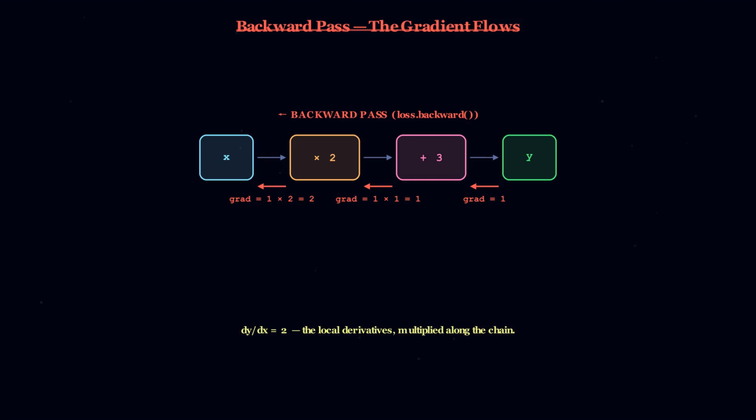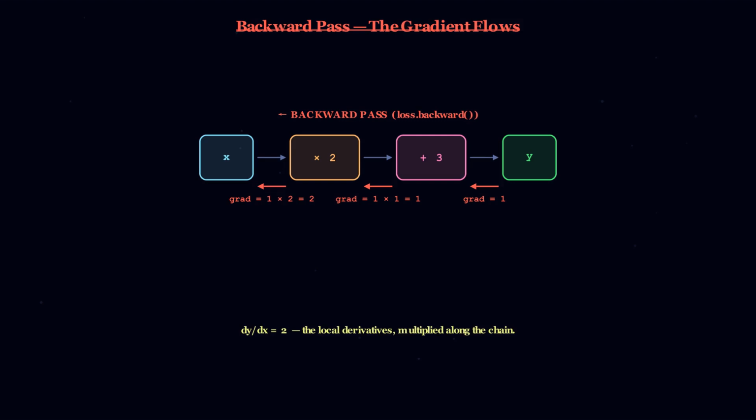By the time the gradient reaches the very first weight, it has been multiplied through every single operation between that weight and the loss. That final number is exactly how much the loss changes per tiny nudge to that weight. In PyTorch, this entire backward walk is one line, loss.backward(). Every gradient for every parameter in the whole network gets computed in that single call.